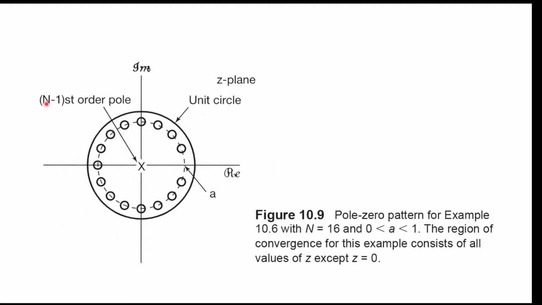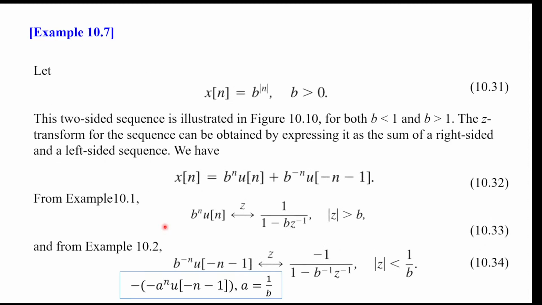So here we see that we have an n-1 order pole at 0, and there are also n-1 different zeros on this circle of radius a. Okay. And this is a schematic plot for a less than 1. So a is inside the unit circle. Okay. And let's see the next question.